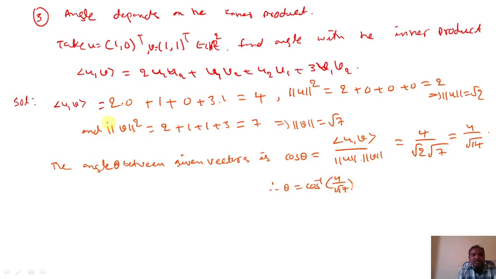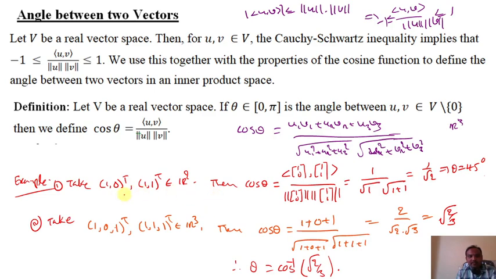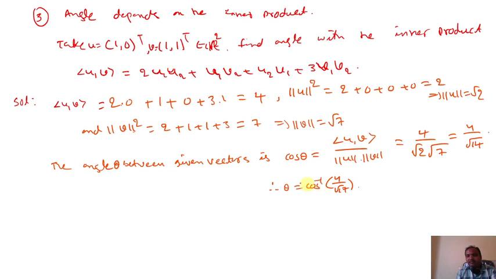See now observe here, with the same vectors you find the angle between these vectors with the standard inner product, we got 45 degrees, but with a different inner product, we get a different angle. That's why angle depends on the inner product. This is the main thing. Angle depends on the inner product.